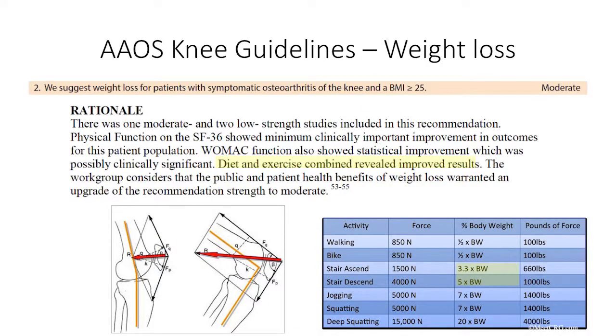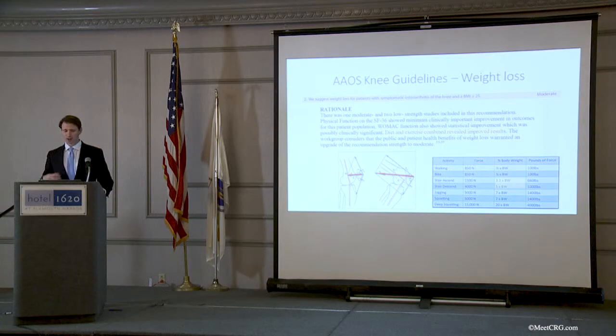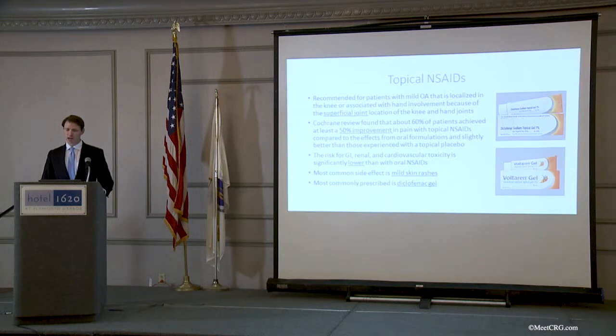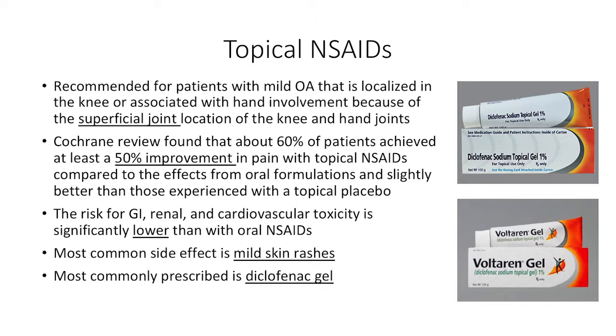Mainly because in the knee, 5 to 7 times your body weight goes through the knee with every step, and so every pound you lose is 5 to 7 pounds less on the knee. So combining this with exercise is very effective, with moderate evidence behind this. The topical anti-inflammatories are the only pharmacologic recommendation you should give for patients with mild arthritis. This is really helpful in superficial joints, namely the hands and the knees. The most commonly prescribed is diclofenac gel, and it should be used a few times a day for several weeks on end. The only downside is it can cause a small rash.